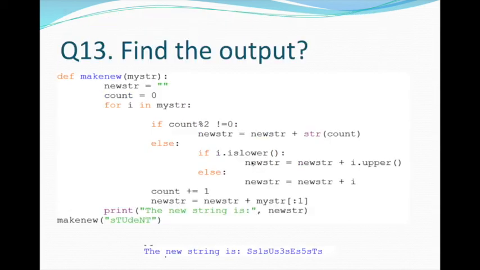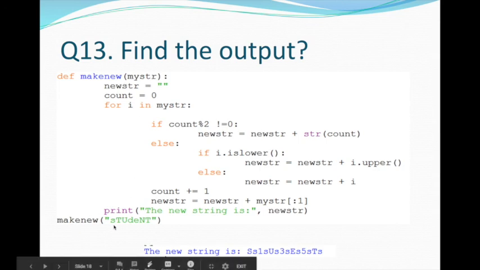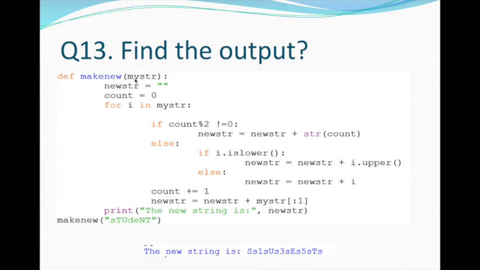The next question, find the output. The question is lengthy but it will be very easy. def make_new. make_new is the name of the function. Here the function is called with one value being passed, student. Please check the letters. Some letters are lowercase and some letters are uppercase. So this value is passed to my_str. And new_str, another variable, a string variable, is just initialized. Count value is set to 0.